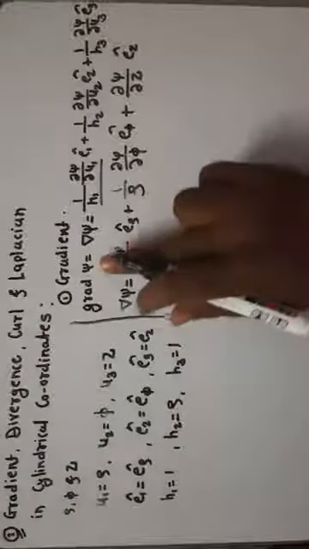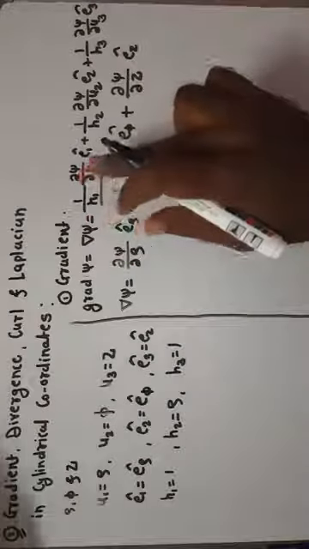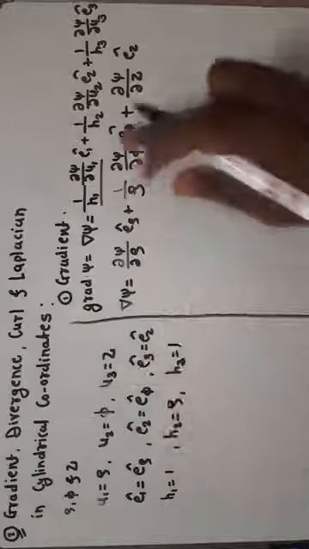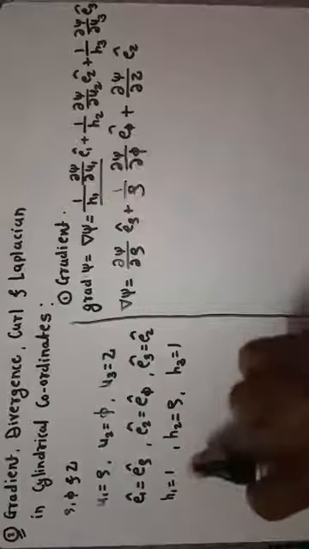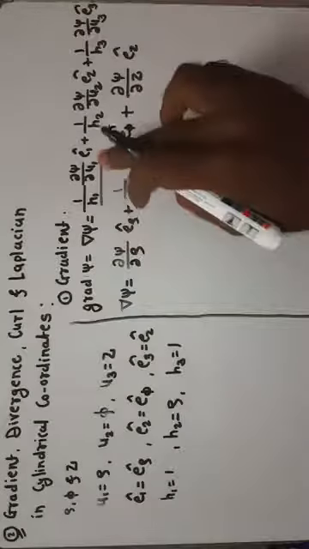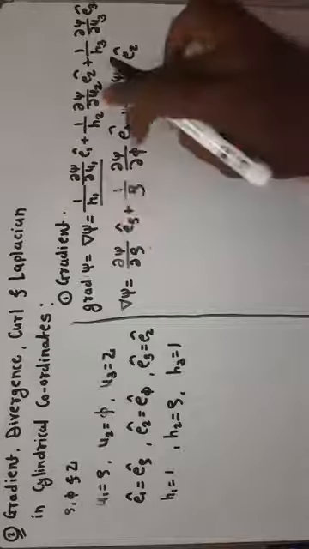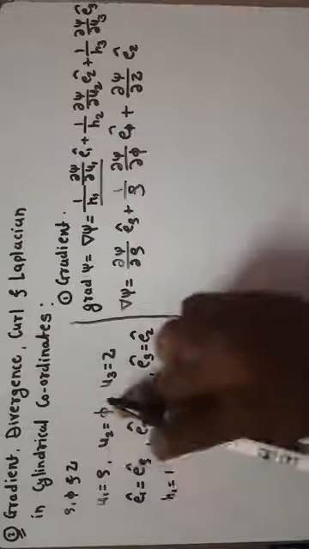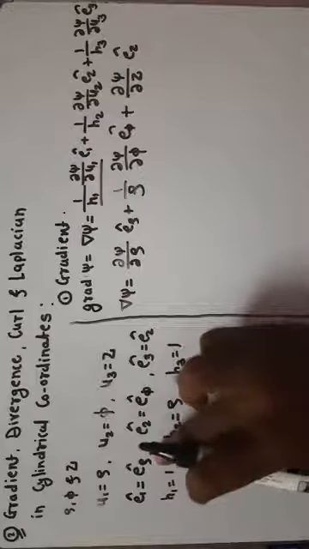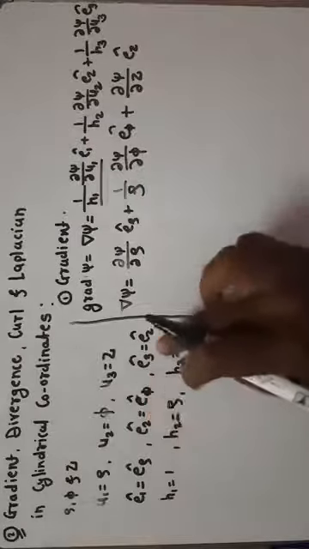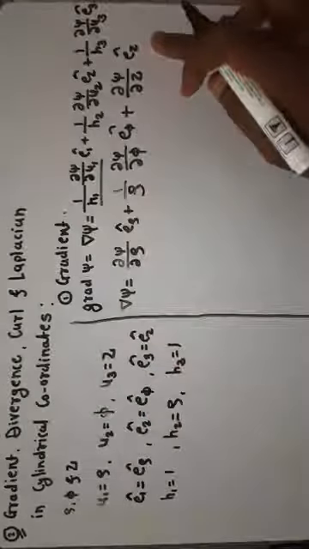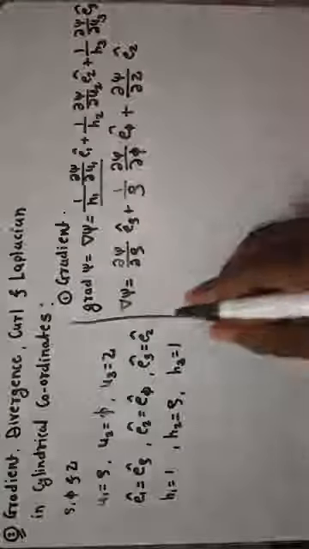This is the general equation of the gradient. Here we use the special orthogonal coordinates: h1 is equal to 1, h2 is equal to rho, and h3 is again 1. u1 means rho, u2 means phi, and u3 means z. And e1 cap means e rho cap, e2 cap means e phi cap, and e3 cap means ez cap. This is the equation of the gradient.